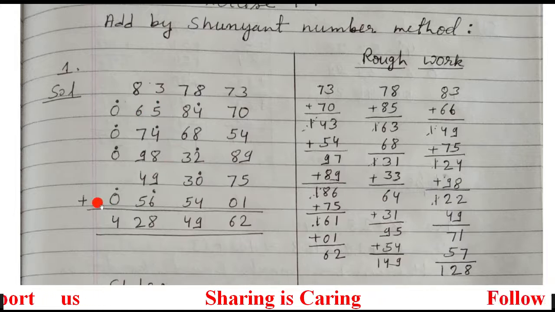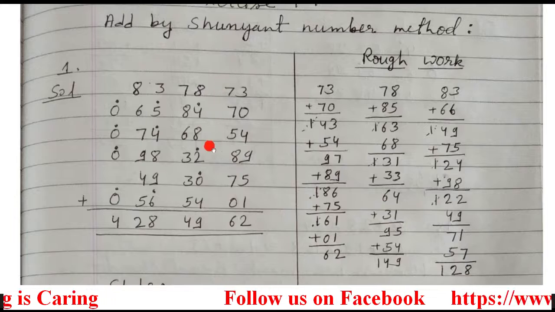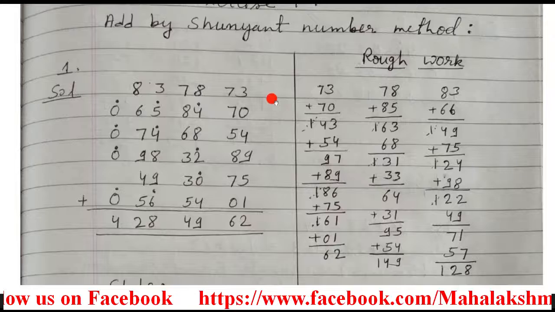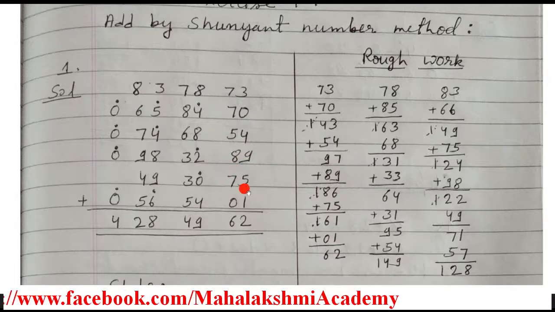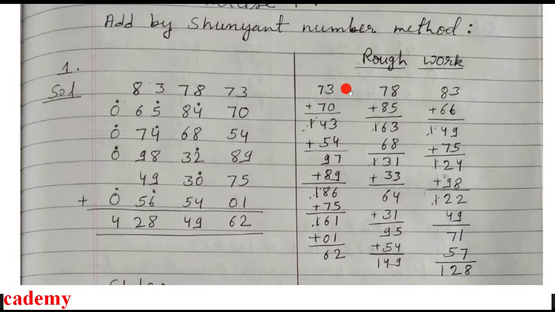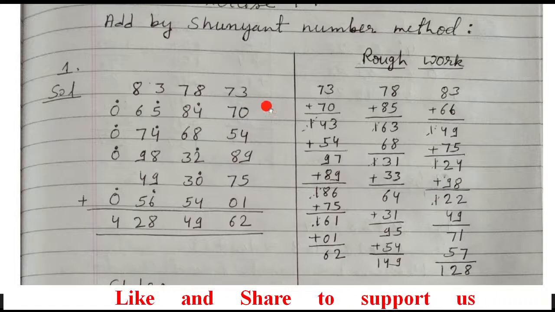In the third column, like this, adjust the two numbers from the question and write them along the column. Since we have to add by the Shunyat method, we'll start from the first column, the units place. That is, the first column is 73, 70, 54, 89, 75 and 0 and 1. We'll start adding this. First add in rough. In this question, rough work is very necessary because from rough work only we'll get an idea where these dots will come. These dots are representing the Ekadika dots.